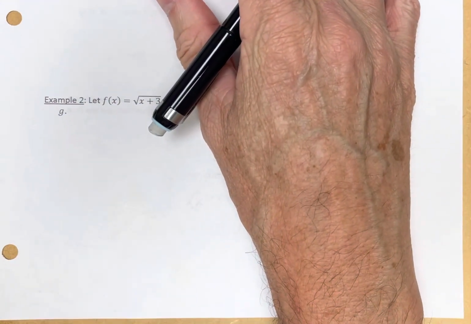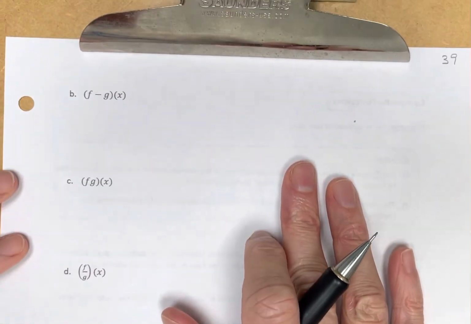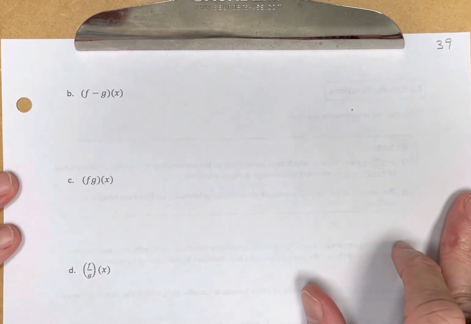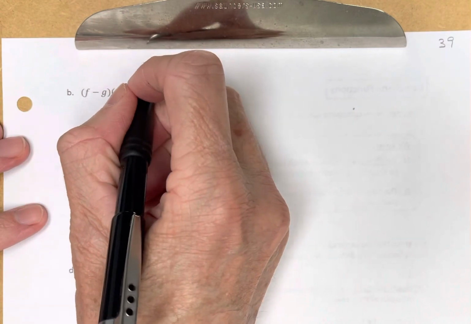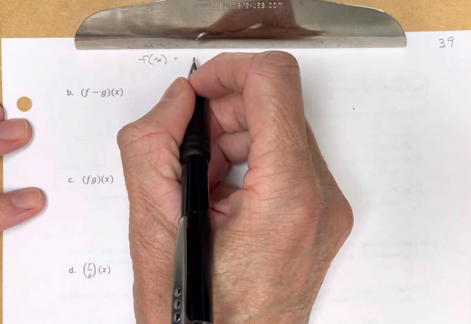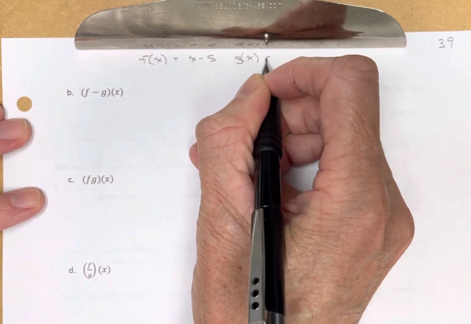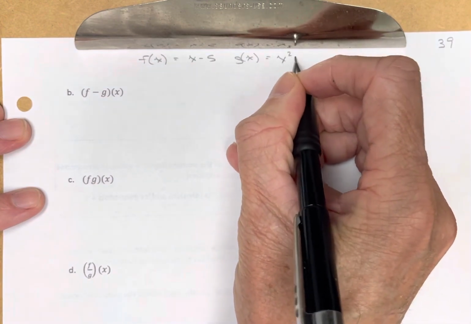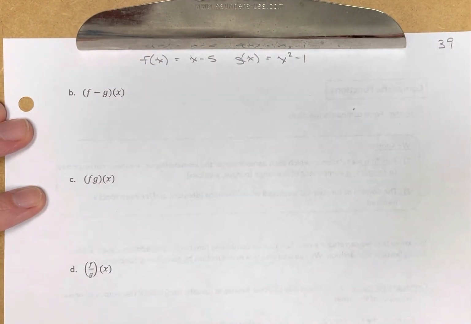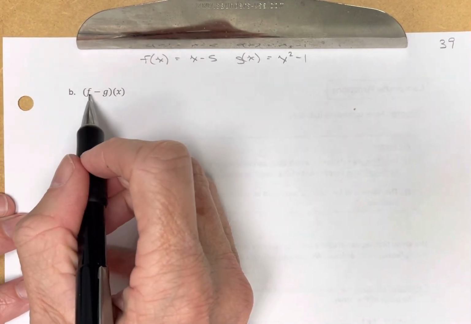Allow me to flip pages and get my next sheet of paper. It might help us a little bit since we're on two pieces of paper. Let's remind ourselves that f of x is equal to x minus 5, and g of x is equal to x squared minus 1. That makes our lives a little easier than flipping back and forth to the other side of the page. So now let's do subtraction.